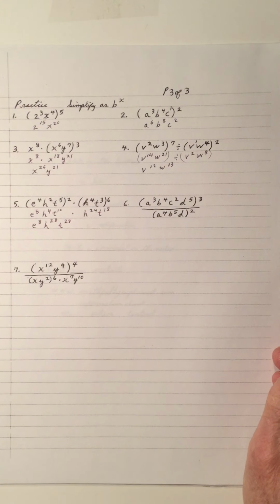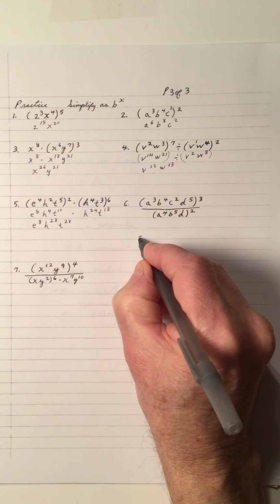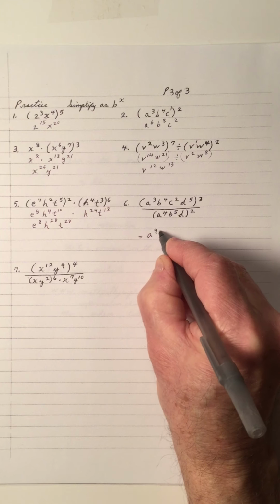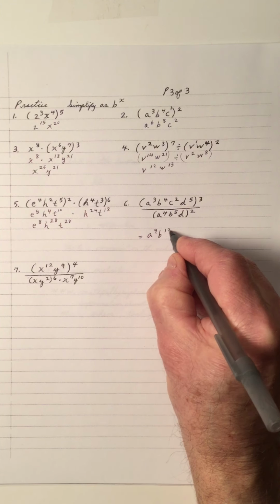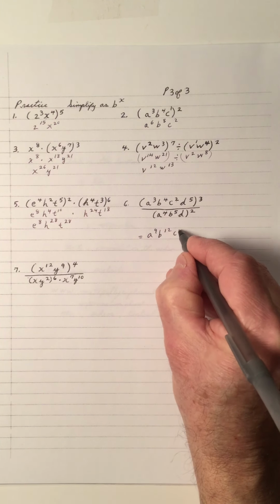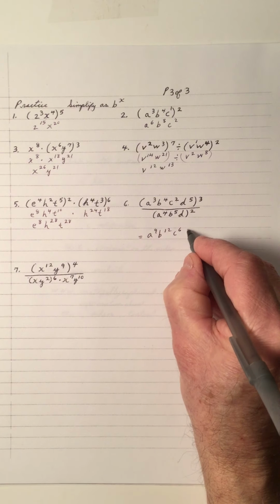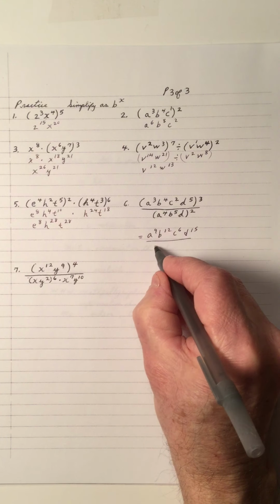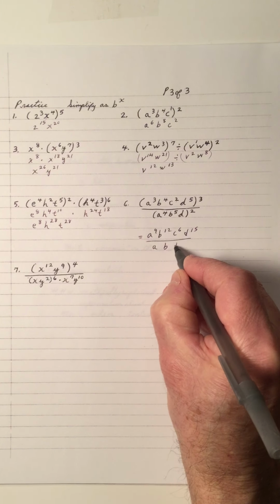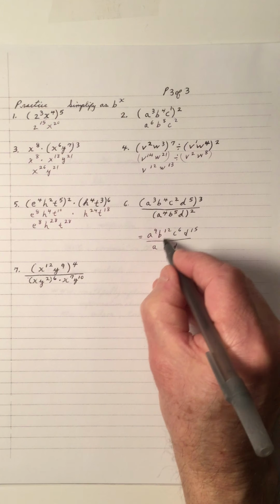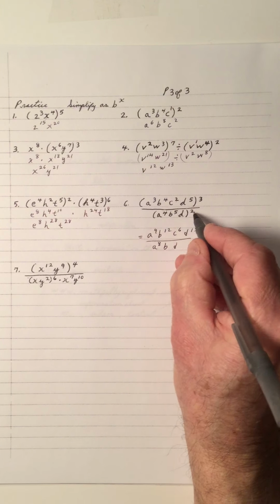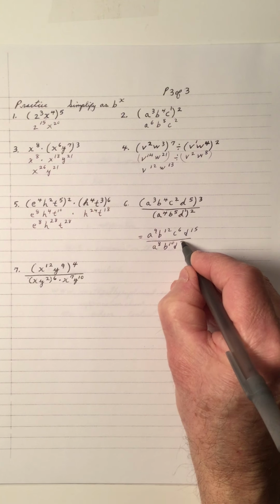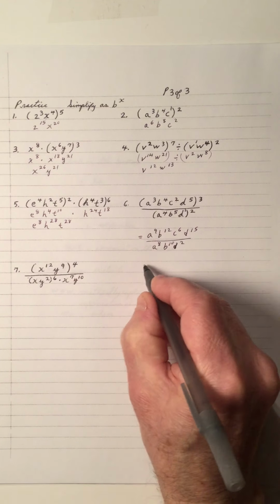Done. Number 6, let's simplify the top first. Multiply. Power of a power, 9. Power of a power, multiply, 12. Power of a power, multiply. D, power of a power, 15. The bottom, I have an A, I have a B, and I have a D. A, 4 times 2 is 8. B, 5 times 2 is 10. And that's a 1, understood? 1 times 2 is 2, so it's D squared.